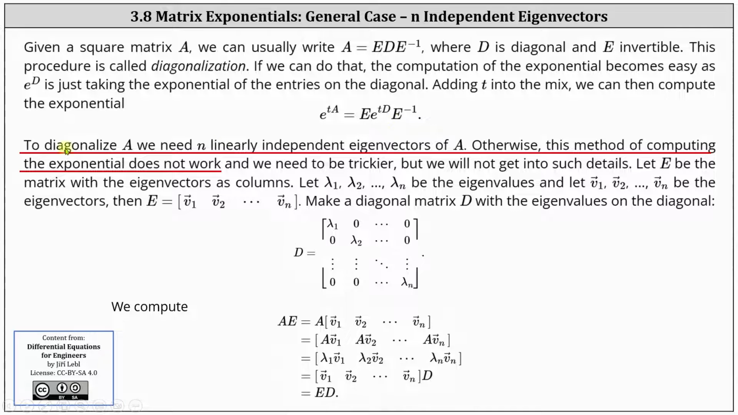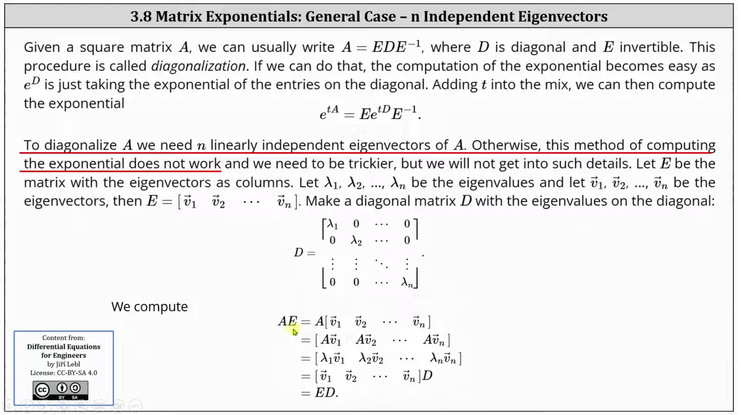Now it's important to remember, to diagonalize matrix A, we need n linearly independent eigenvectors of A. Otherwise, this method of computing the exponential does not work. From here, we let lambda 1 through lambda n be the eigenvalues of matrix A, and the vectors v1 through vn be the corresponding eigenvectors. Then we form matrix E using the eigenvectors as the columns, and we also make a diagonal matrix D with the eigenvalues on the diagonal as shown here.